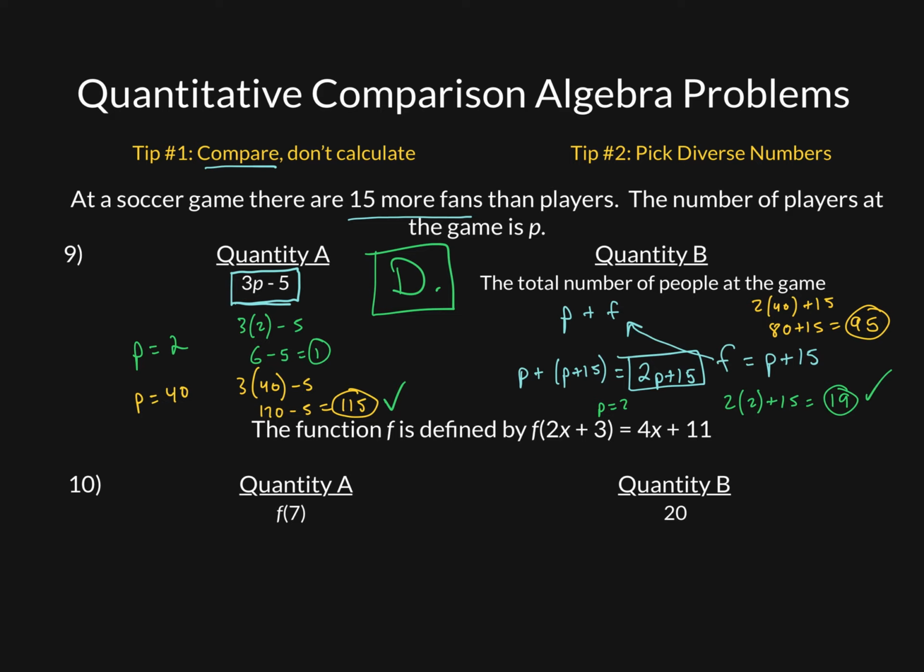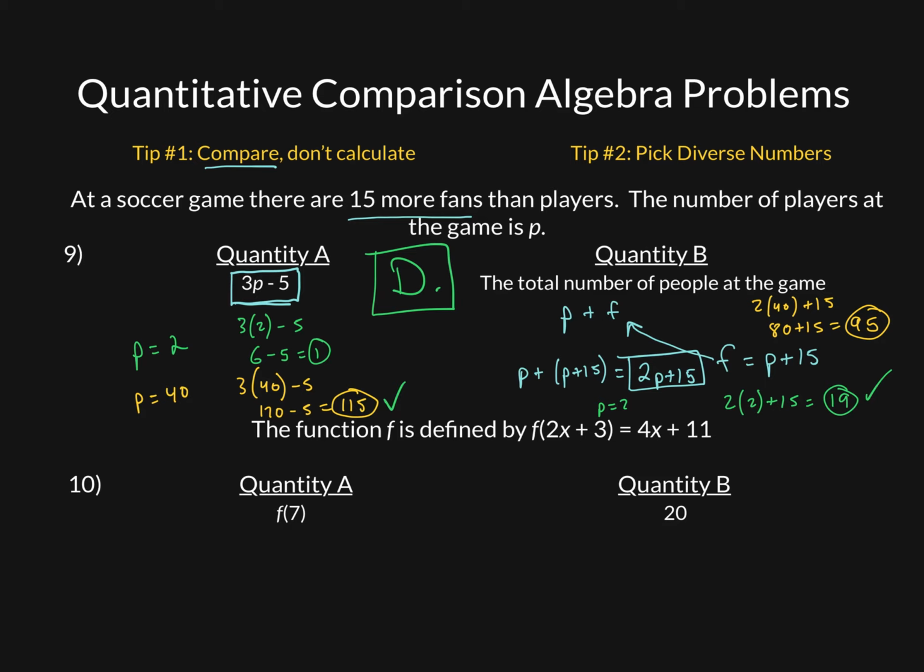Great. Now let's go ahead and take a look at number 10. Last but not least, we've got the function f is defined by f of 2x plus 3 equals 4x plus 11. All right, interesting. So, of course, not going to keep it simple here. We've got f of 2x plus 3 equals 4x plus 11. So now what we want to do is compare f of 7 to 20.